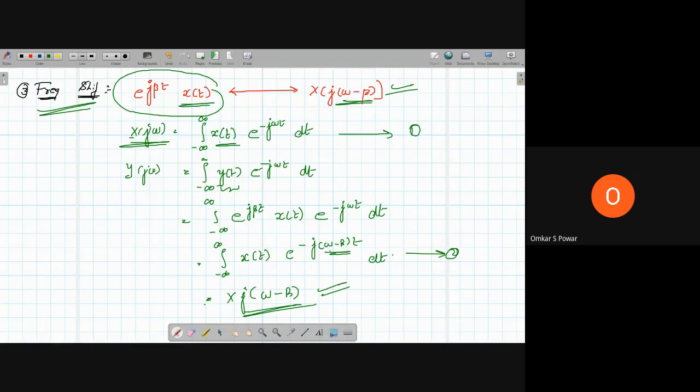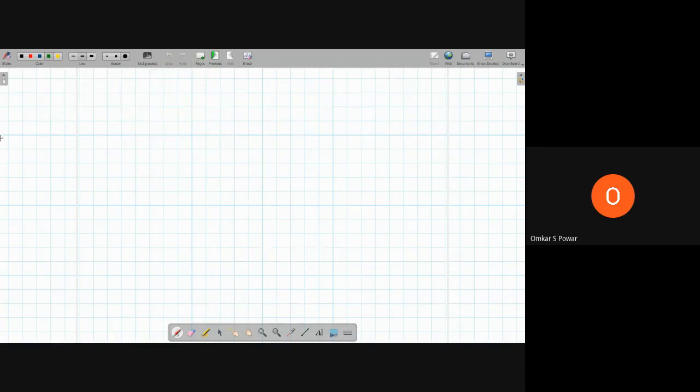Let me take you to the next property, which is scaling. As the name indicates, we have to scale it. So let us see. If you scale or compress the signal in time domain, then what happens in the frequency domain? It will be 1 by a X of j omega divided by a. So we have to prove this property.